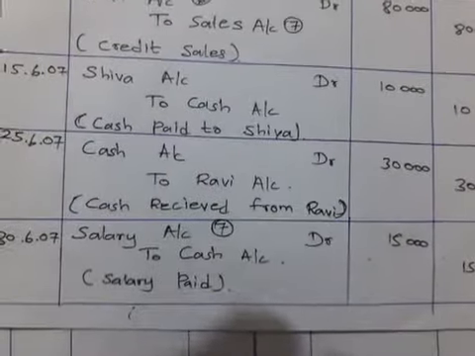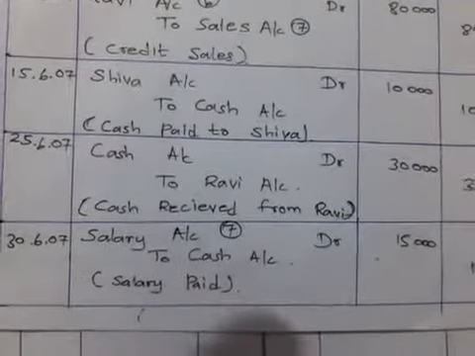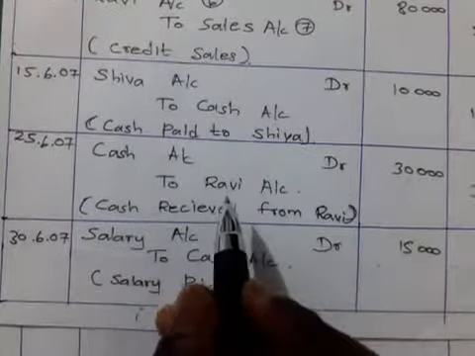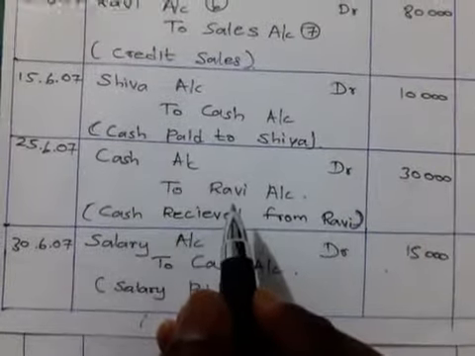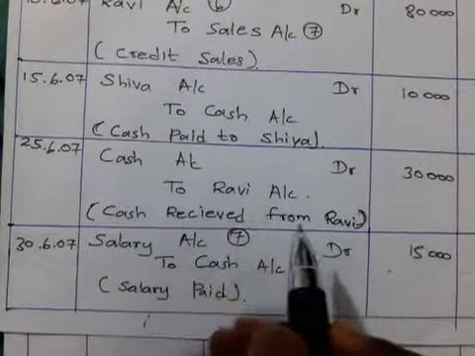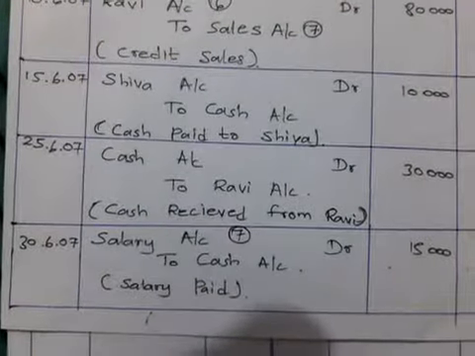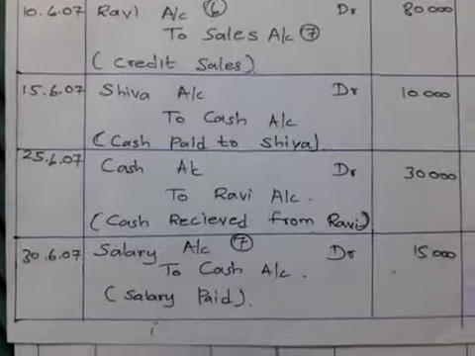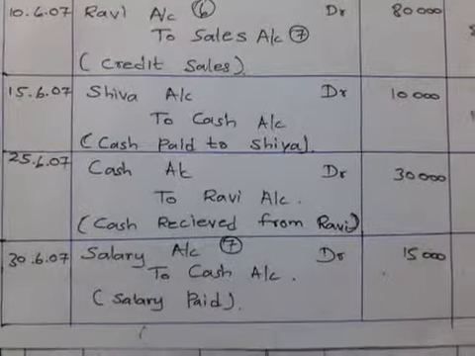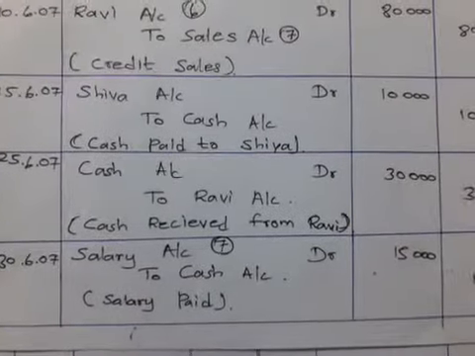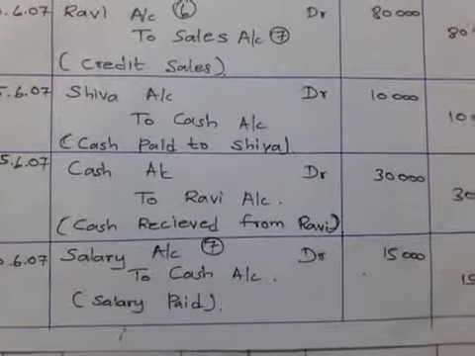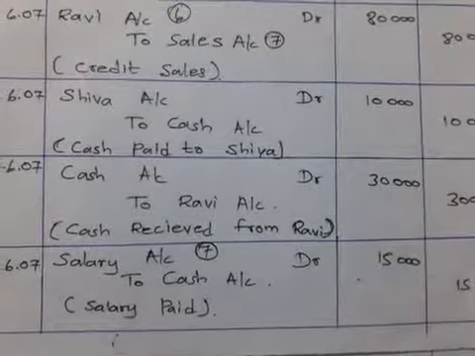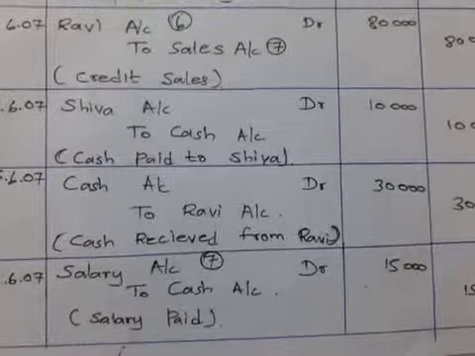In another journal entry, it says about receiving cash from Ravi. Ravi is a debtor for the firm. So in this case, cash is increasing because we are receiving the cash. But Ravi, he is a debtor. A debtor is also an asset of the firm. So whenever an asset decreases, we have to record in the credit side of that particular ledger account.